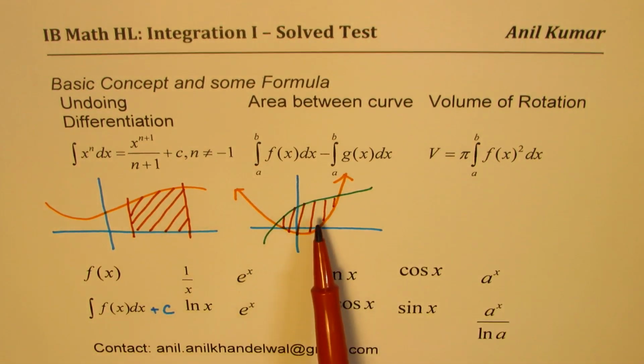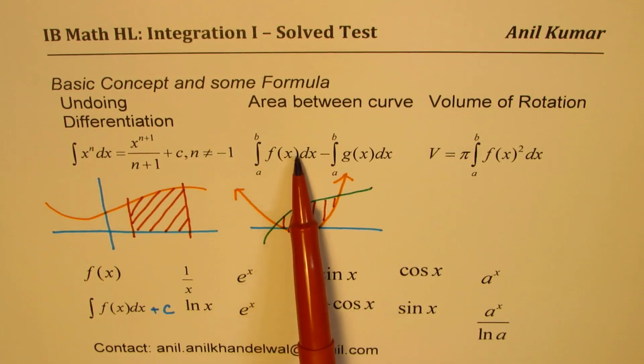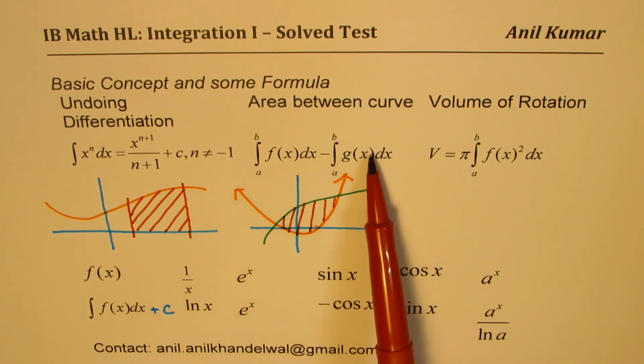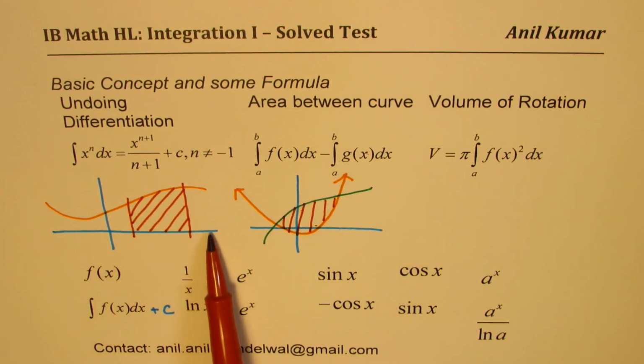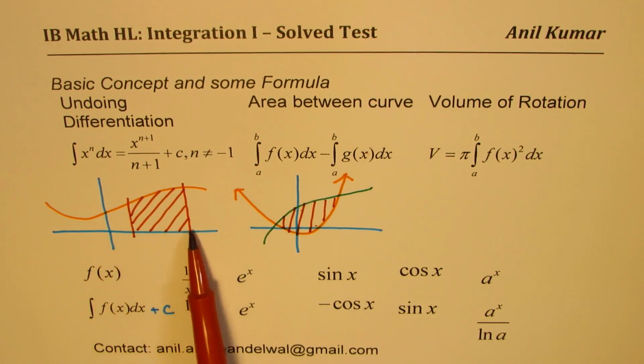So the basic formula for area between the curves will be this formula, but if you have only one curve, then the first part of the formula is valid. The second one will have the x-axis, right? So the function g of x is the x-axis, which will give you 0.